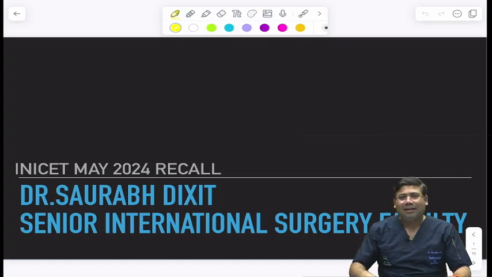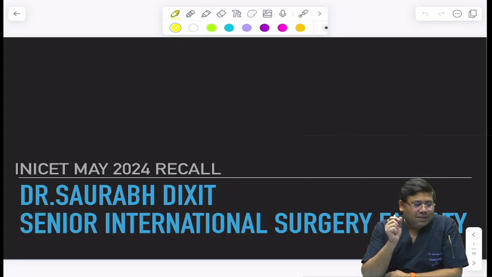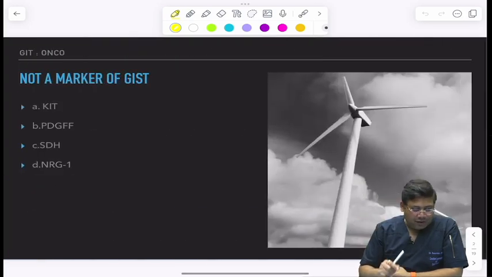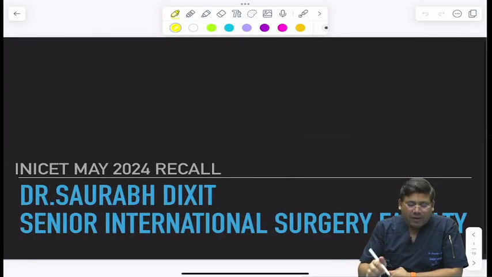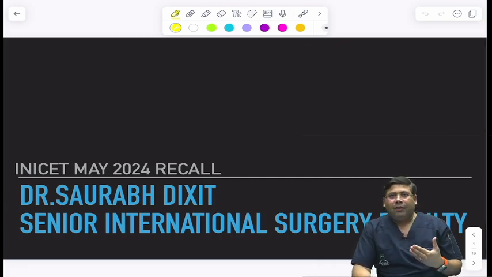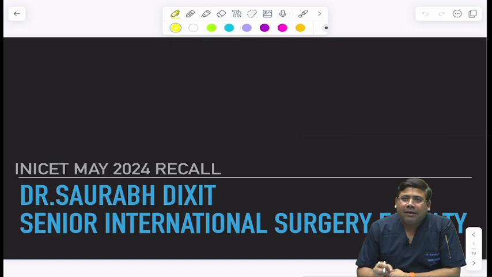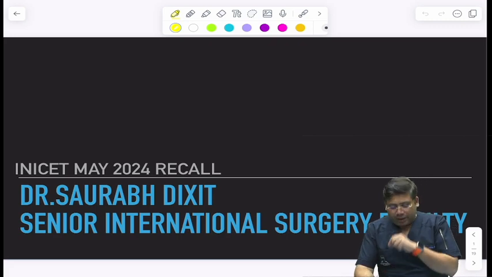It was an easy, standard paper. We were not expecting the INI-CET paper to be so easy. So today I will start with this INI-CET recall, because when we talk about the upcoming exam, we get to know the mood. So it's very important for us to understand the INI-CET related questions and what could be the probable questions that could be asked in the upcoming exams.